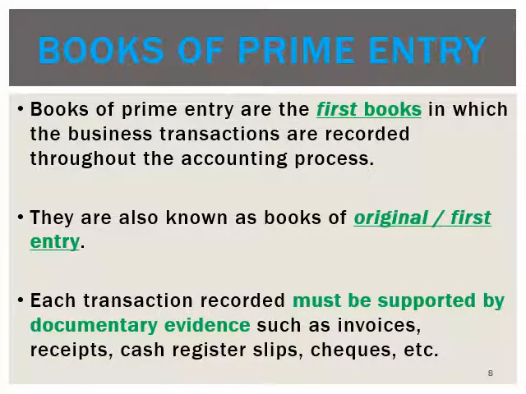Next, after we receive the source document, all the source documents will be recorded in the books of prime entry. What are books of prime entry? Books of prime entry are the first books in which the business transactions are recorded throughout the accounting process. They are also known as the books of original entry or books of first entry. Each transaction recorded must be supported by documentary evidence such as invoices, receipts, cash registers, checks, and others.